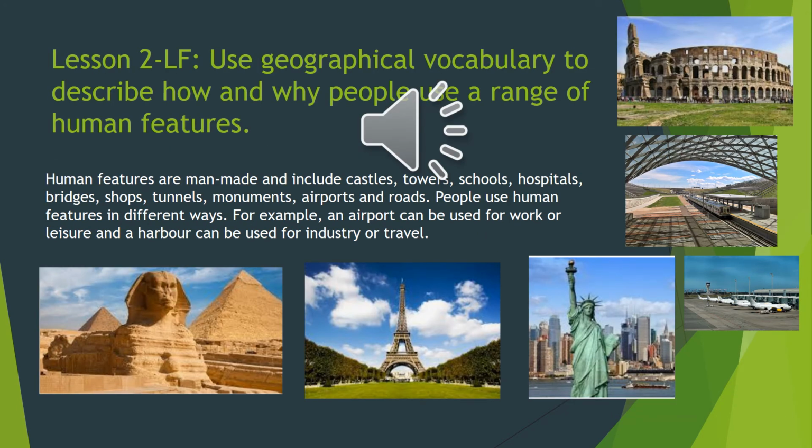Lesson 2, learning focus. Use geographical vocabulary to describe how and why people use a range of human features. Human features are man-made and include castles, towers, schools, hospitals, bridges, shops, tunnels, monuments, airports and roads. People use human features in different ways. For example, an airport can be used for work or leisure, and a harbour can be used for industry or travel. Around the edge are some pictures of man-made landmarks and an airport and train station which you might know.